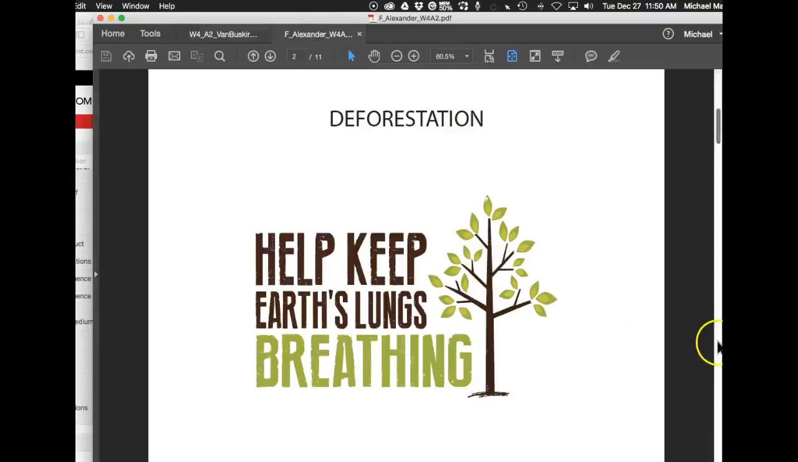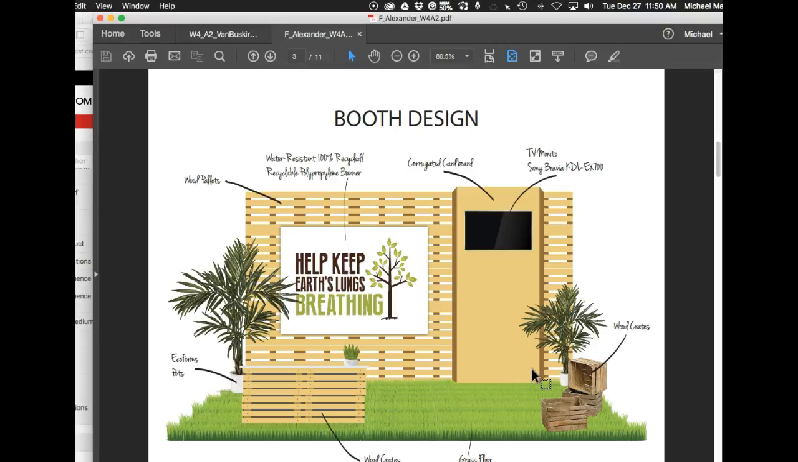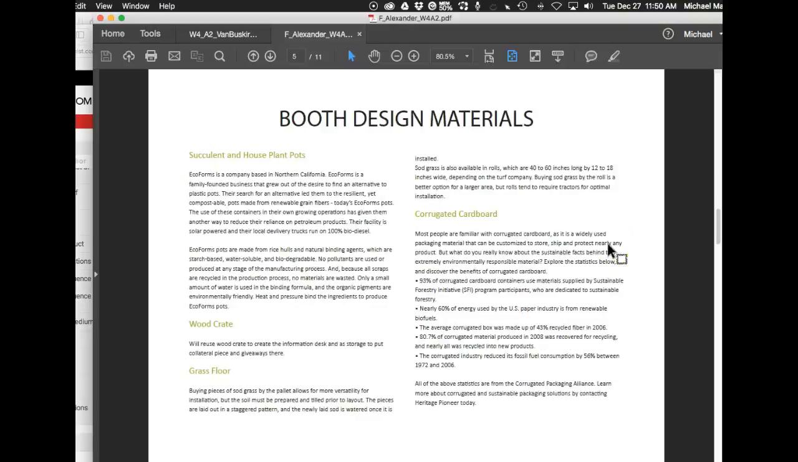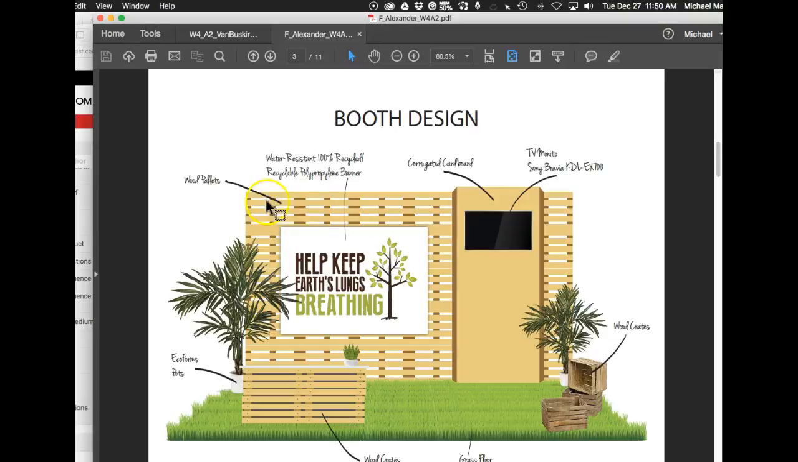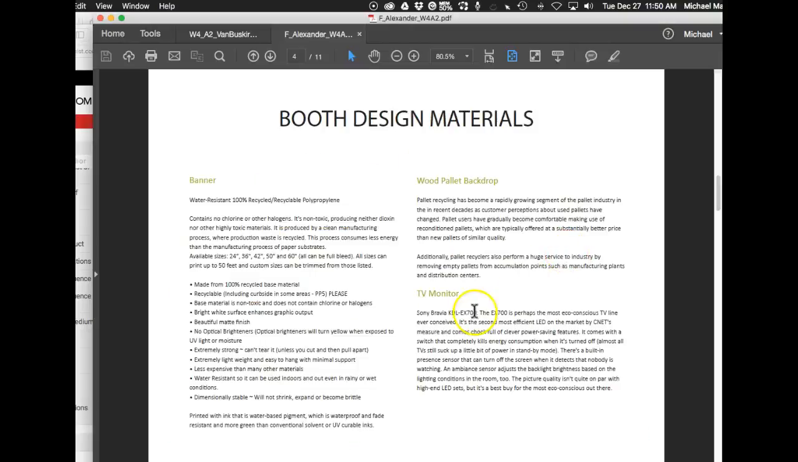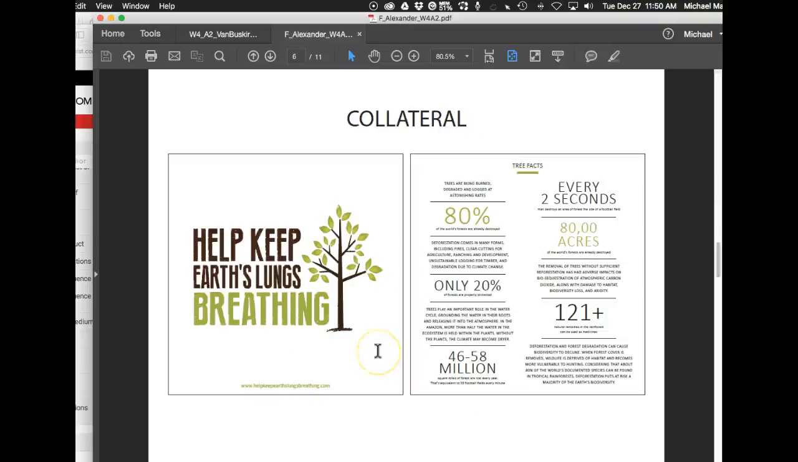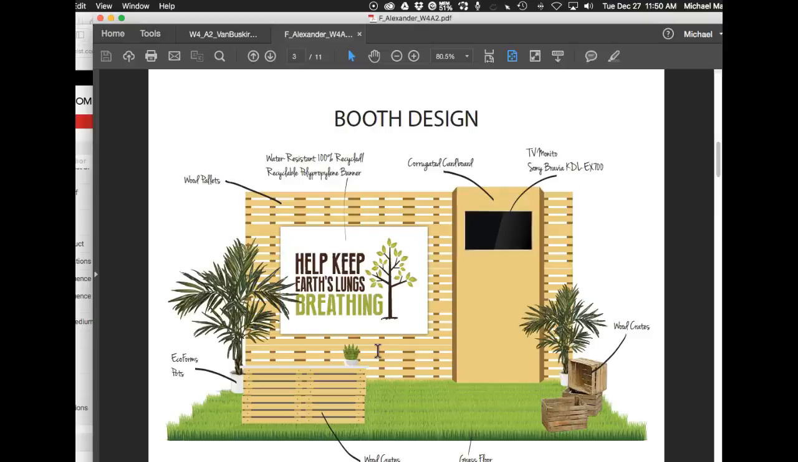This is the work I'm talking about. Deforestation, help keep Earth's lungs breathing. So the logo itself is really telling us what's going on. The booth is very well detailed, showing all of the parts, okay? Now, the parts are all labeled, okay? But now here we have 2 pages of solid facts on the wood pallets. Everything she's using, she's giving solid facts. Okay, instead of just saying, well, this is semi-recyclable and it's made with recycled plastic. Do you see what I'm saying? I mean, she's got 2 pages here talking about the materials in the booth alone.